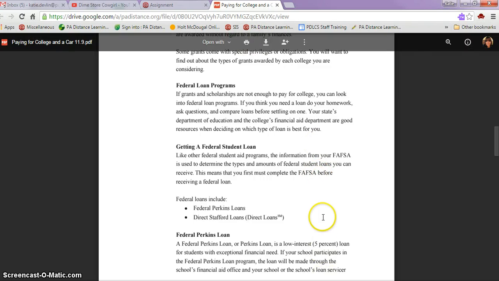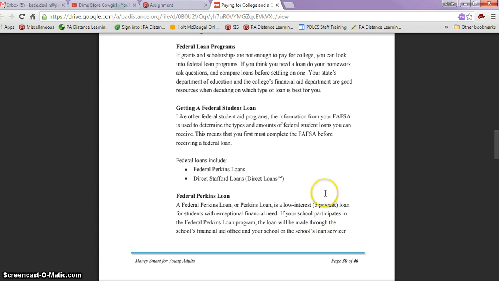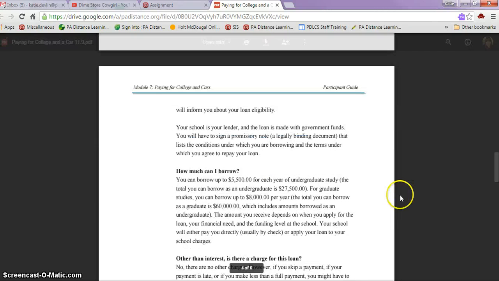Federal Perkins loans. A federal Perkins loan, or a Perkins loan, is a low-interest, 5% loan for students with exceptional financial need. If your school participates in the federal Perkins loan program, the loan will be made through the school's financial aid office or the school's loan servicer. We'll inform you about your eligibility. Your school is your lender, and the loan is made with government funds.